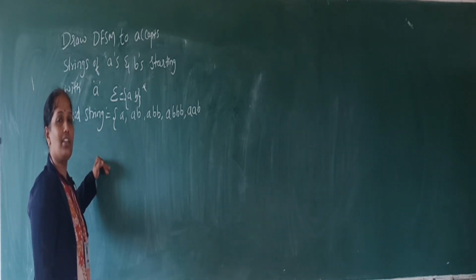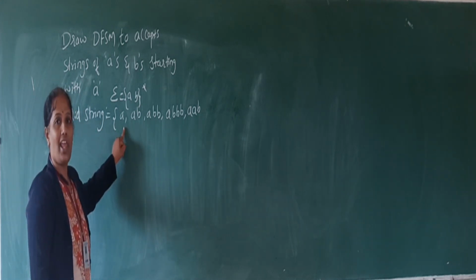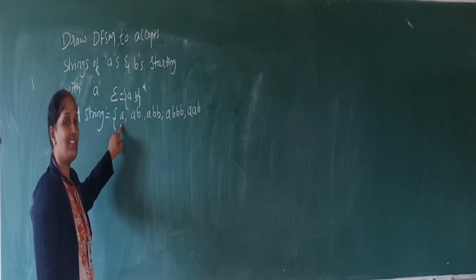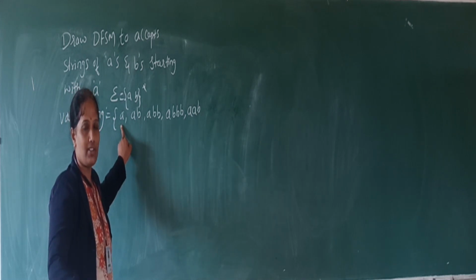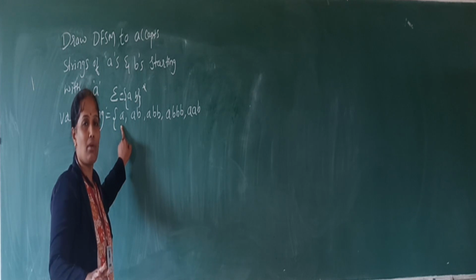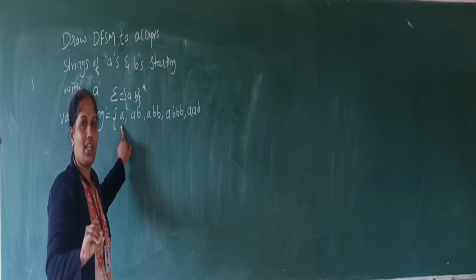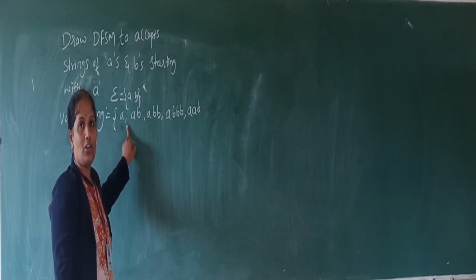Next, we should write the invalid strings also. So what are the valid strings in the language? The strings which start with A. So A is there in the language. They have not given any condition for the occurrence of B. B may occur any number of times, A may occur any number of times, but the string should start with A. So A is there in the language, and B may or may not occur.